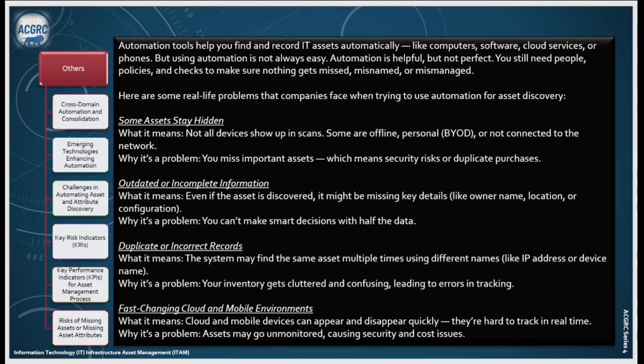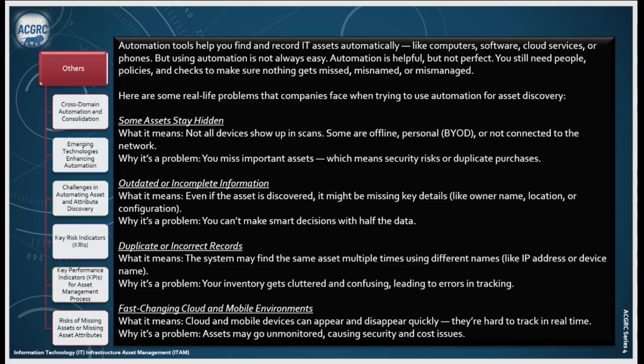First one is that not all devices show up in the scan. Some are offline, some are personal, or are not connected to the network during the scan. In this case, you miss an important asset, which means security risk or duplicate purchase. In other cases, even if the asset is discovered, it might be missing key details like owner's name or attributes that we discussed earlier. When you miss it, you can't make smart decisions with half the data.